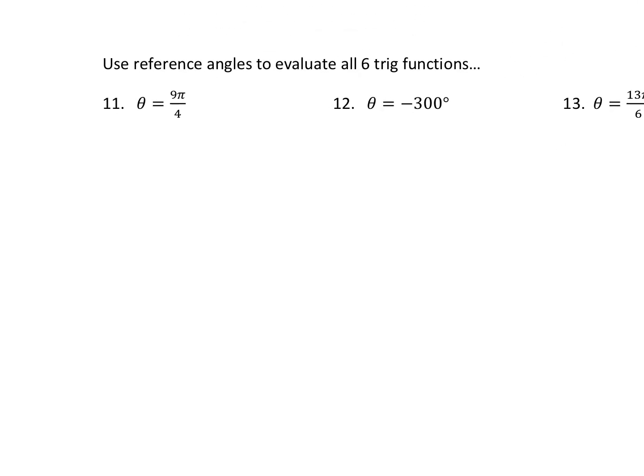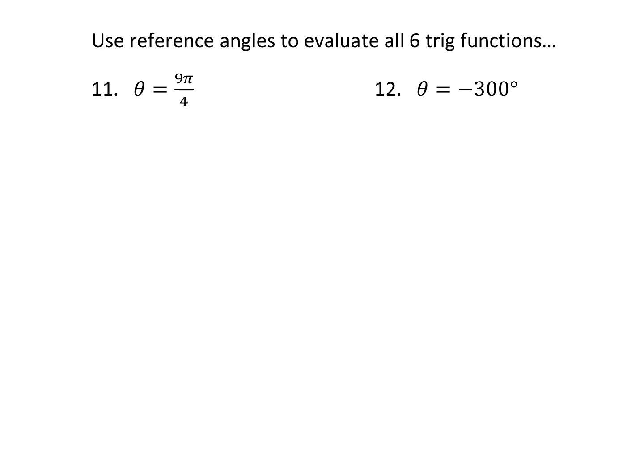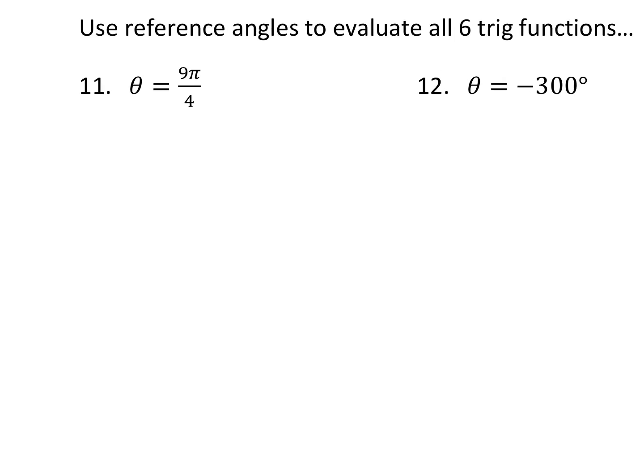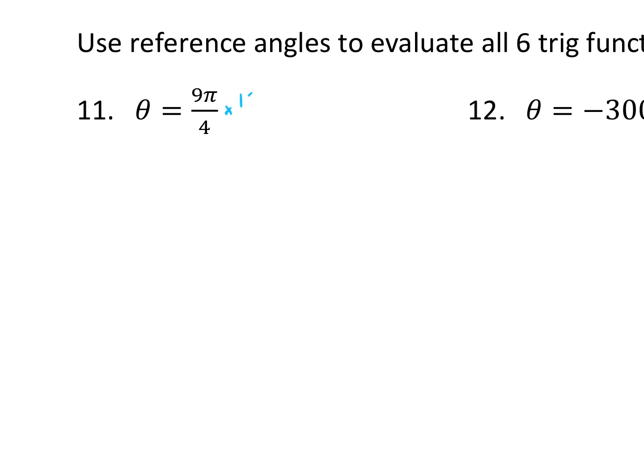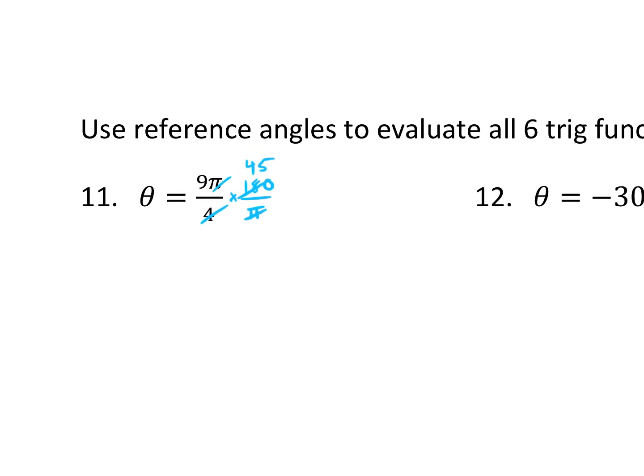So we have to use the reference angles to help us. We can't just look it up on our unit circle and then find our x, y, and r. We need to use our reference angles. So for number 11, let's find our reference angle. I don't know where 9 pi over 4 is on my unit circle, so let's convert it. I'm going to multiply by 180 over pi. Pi's cancel. 4 goes into 180 45 times. So we have 45 times 9.